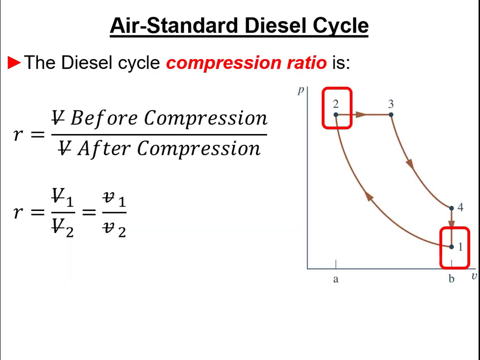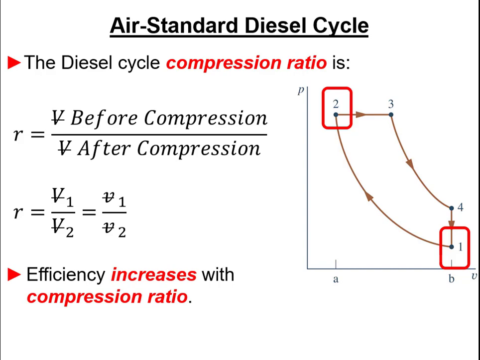Now in the diesel cycle, there are 3 different volumes, which means we have 2 different volume ratios. The first is the compression ratio, which is the same as in the Otto cycle. It's going to relate V1 and V2. I want my compression ratios to be greater than 1, so I put the large volume on top and the small volume on the bottom. We know that the efficiency of the engine is going to increase with the compression ratio.